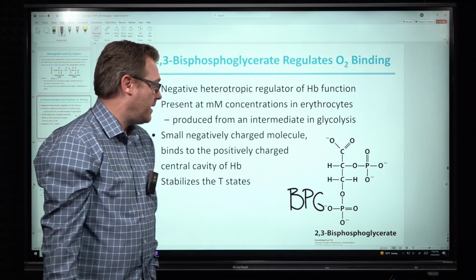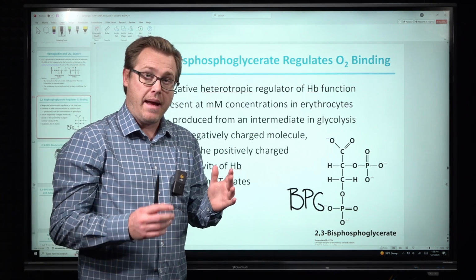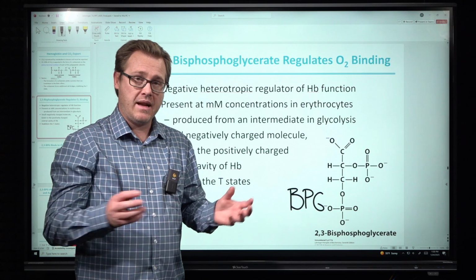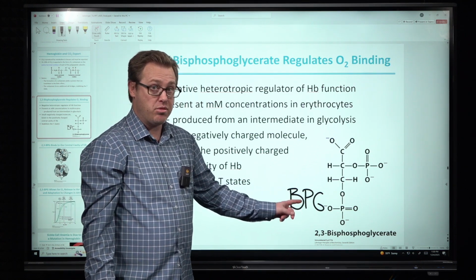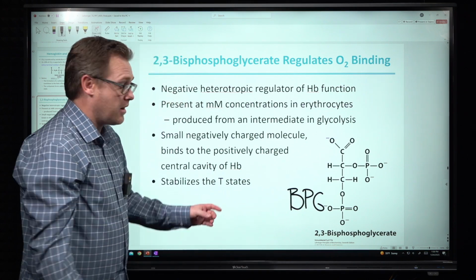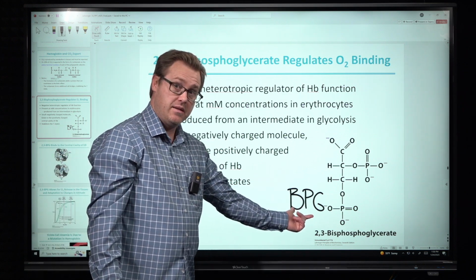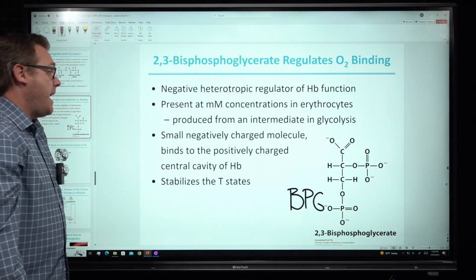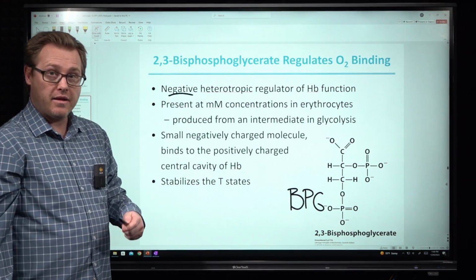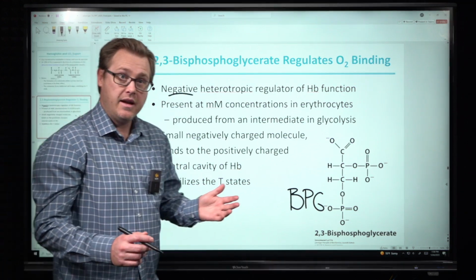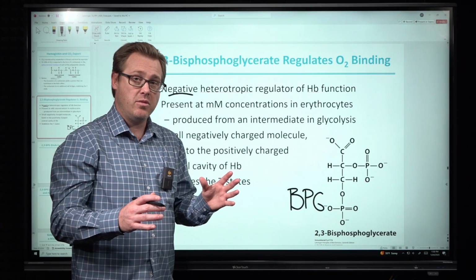Bisphosphoglycerate. This molecule is bound to hemoglobin. When you take hemoglobin out and you look at it, there's a lot of this BPG present. Or better yet, a better way of saying it, in our bloodstream, there's a lot of BPG, okay? And this BPG is a negative regulator, and clearly it's a heterotropic because what binds to hemoglobin?